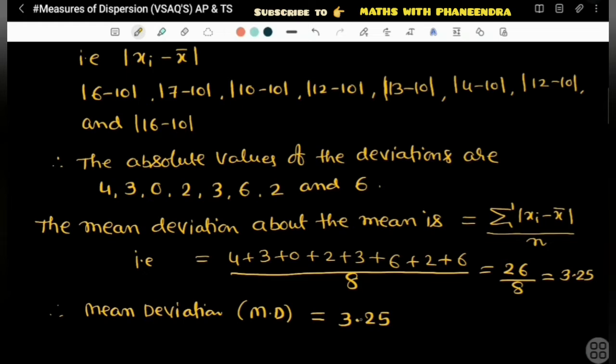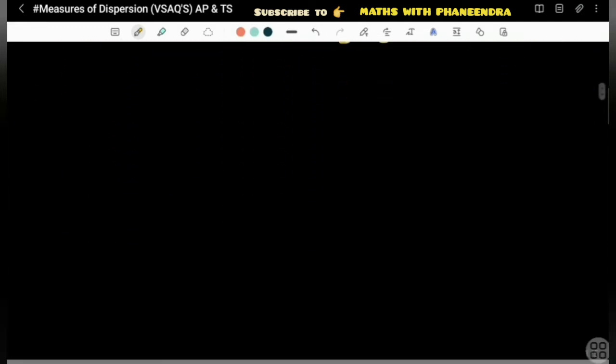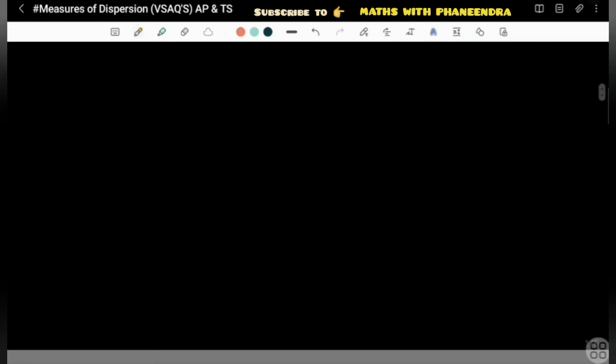I hope you understand it, students. We will move on to the next question. Here, mean deviation about the mean, one question we discussed. Now, mean deviation about the median also we will discuss in one question. This question is complete.